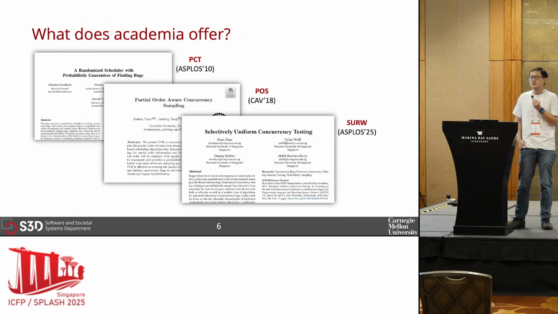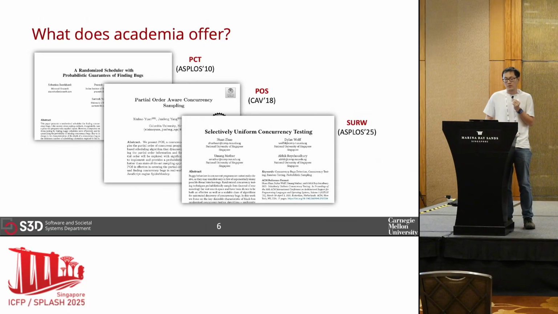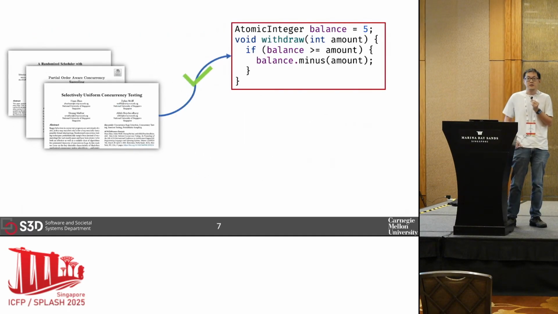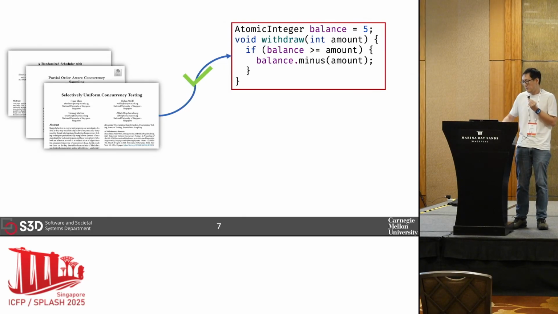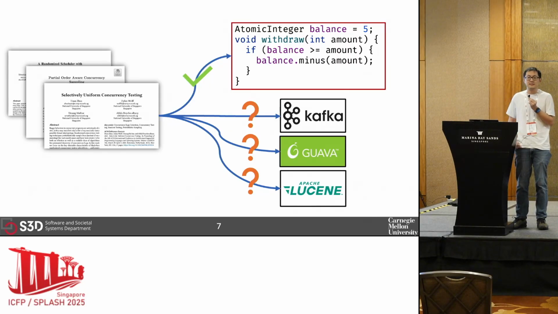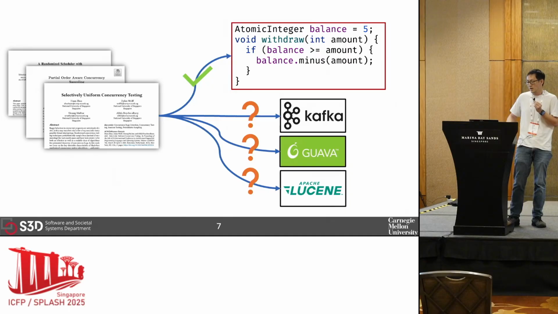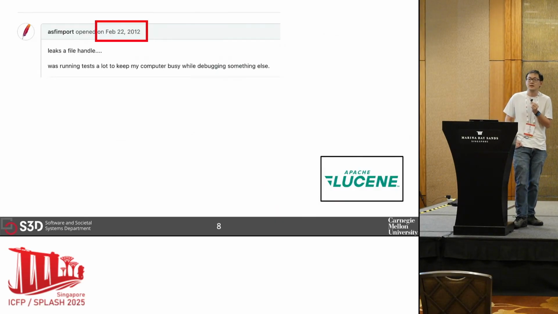Well, this is not a new problem either. There are tons of research papers implementing fancy algorithms to identify this kind of bug in concurrent programs. It is true that you can use these algorithms to find bugs in a program like this, but the question I'm asking today is how you can use them to analyze software like Kafka, Guava, and Lucene. In fact, developers aren't using this. Developers are still relying on simple unit tests to test their concurrent software.